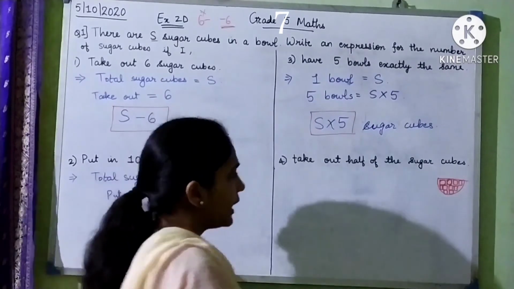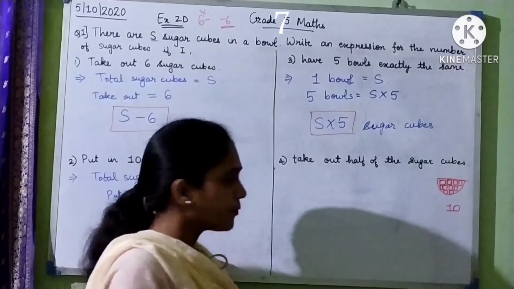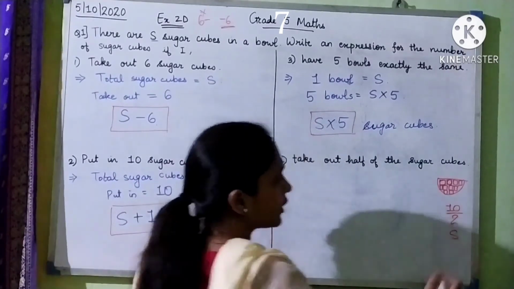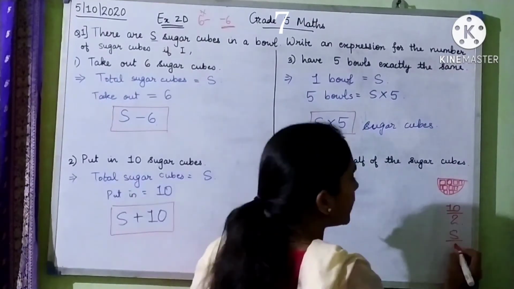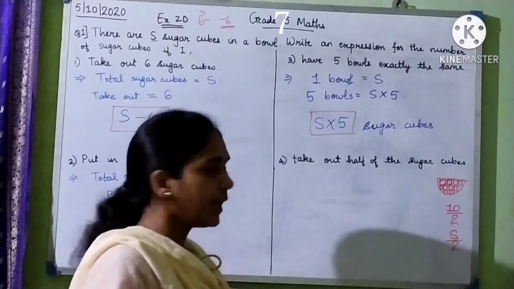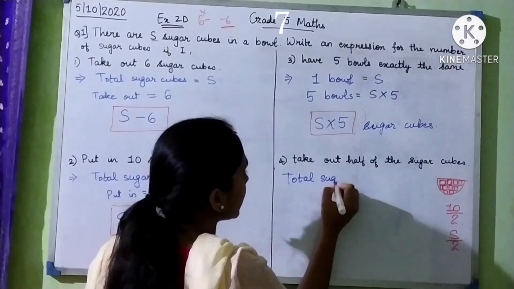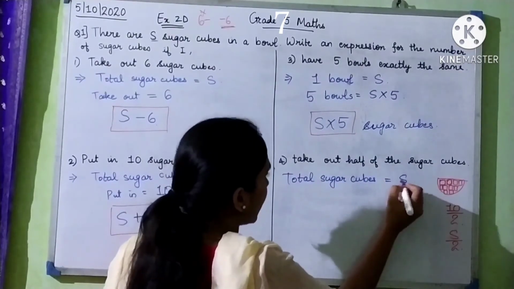If we have 10, then half of 10 means what? How do we find half of it? We divide it by 2, right? So if there are S sugar cubes and we have to find half of it, we will divide it by 2. Okay? So how many total sugar cubes were there before? Total sugar cubes were S.